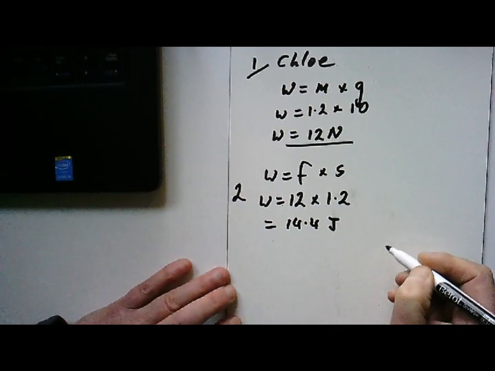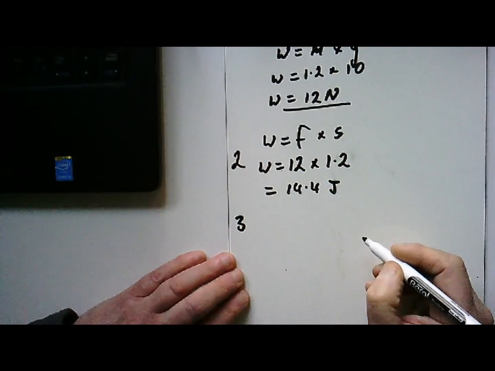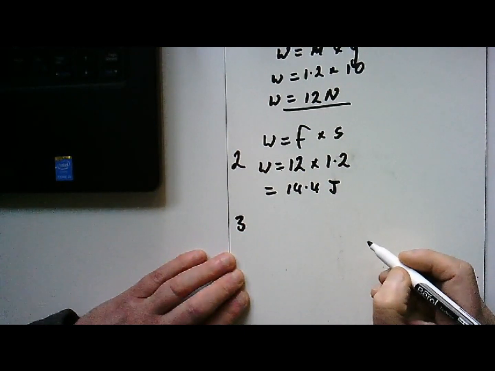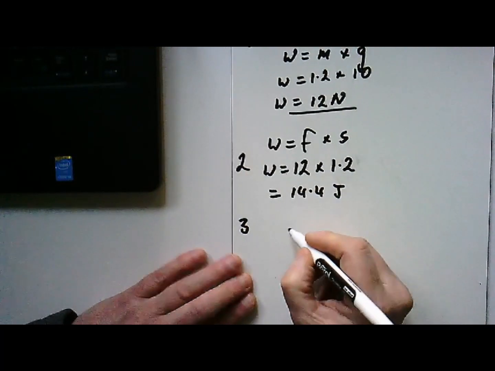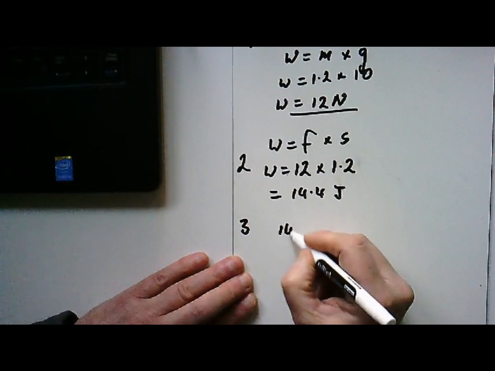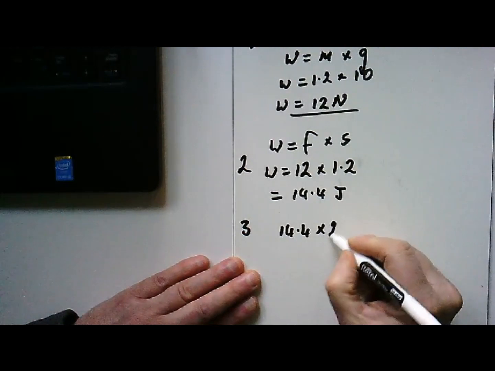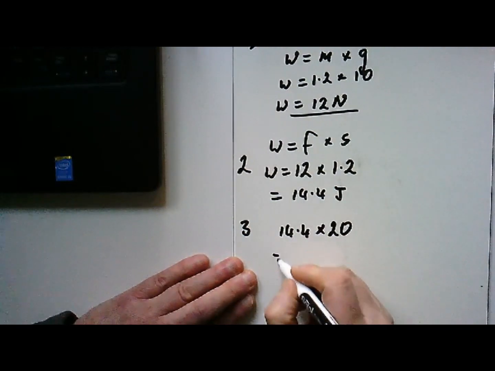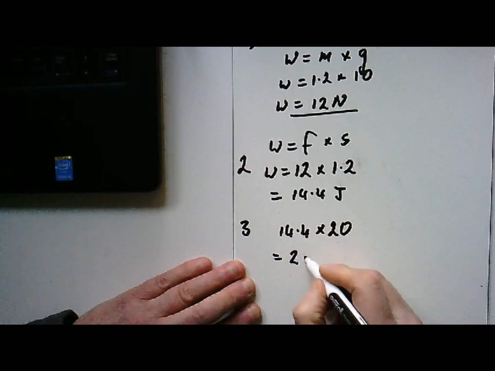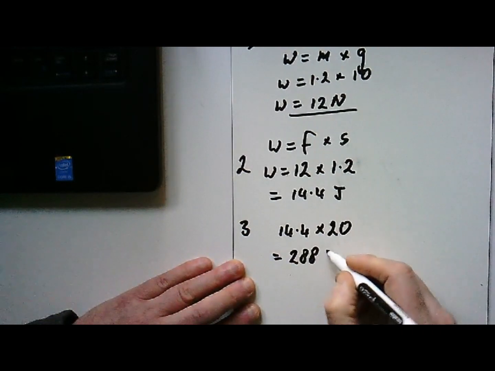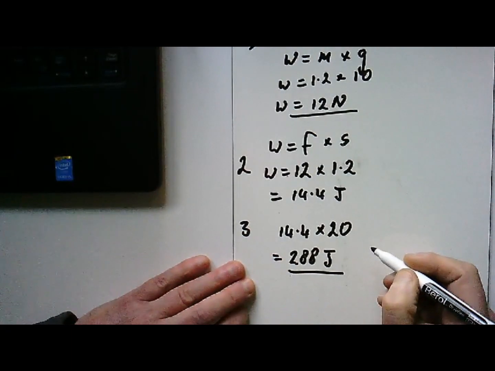So now we're on to part 3. It says there are 20 bags, so this is straightforward maths. It asks us to calculate the total work done. So the work done on one bag was 14.4. And now I am moving to 20 bags, so I need 14.4 times 20, and that gives me an answer of 288.